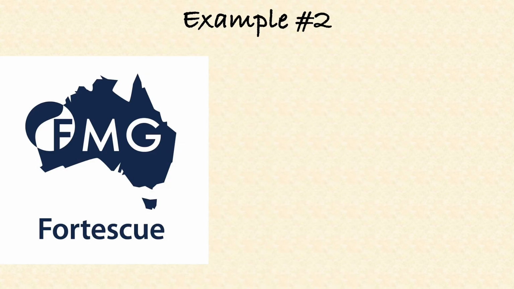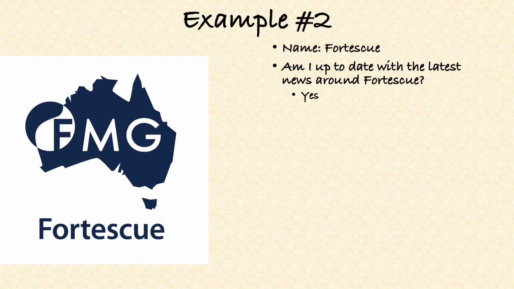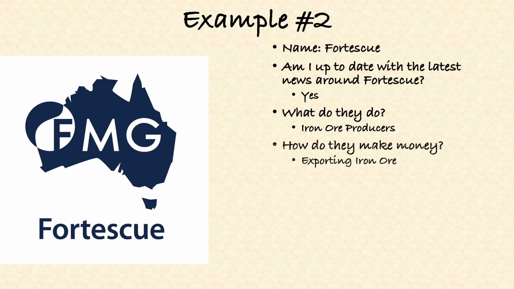It's an Australian company. So let's say you have a mining background, you know the industry, it's an industry that you like, and you know a lot about the company, so you're pretty passionate about the company. So you may say you're up to date with the latest news around Fortescue, you're tracking who they're hiring, how they're being managed, and stuff like that. You'll then go on to look at what do they do. So they do iron ore production, they're an iron ore producer. And you'll then look at how they make money, and you'll be exporting iron ore.